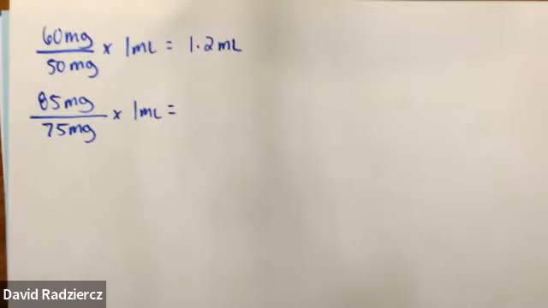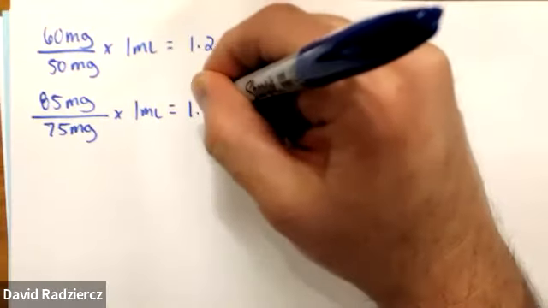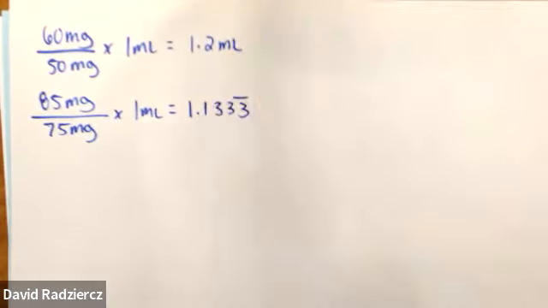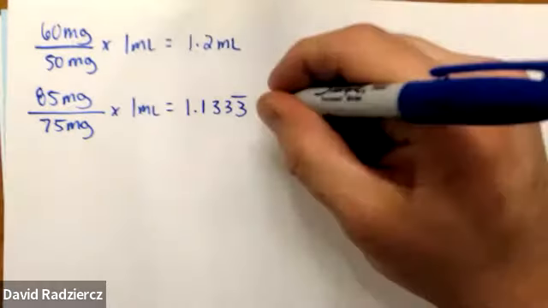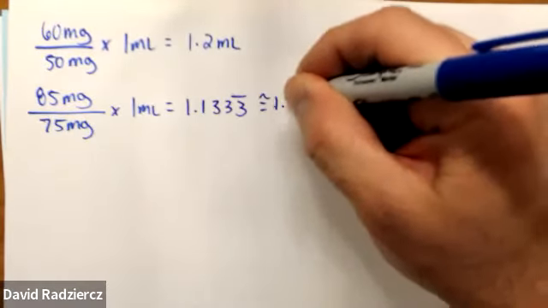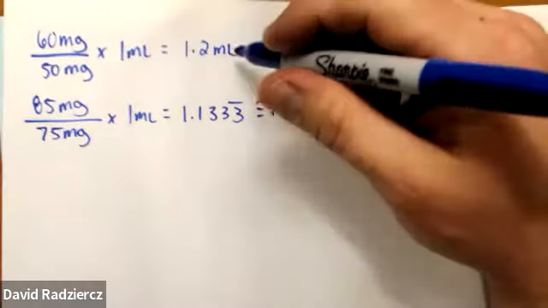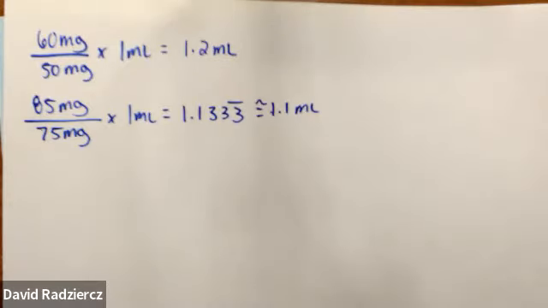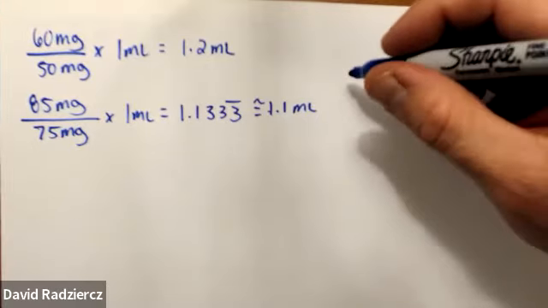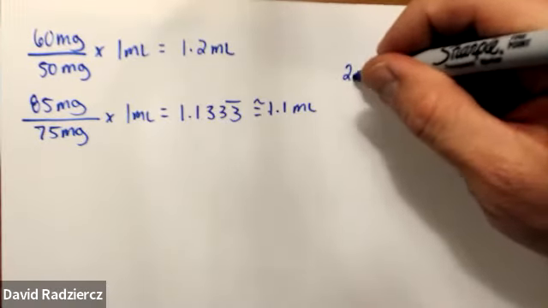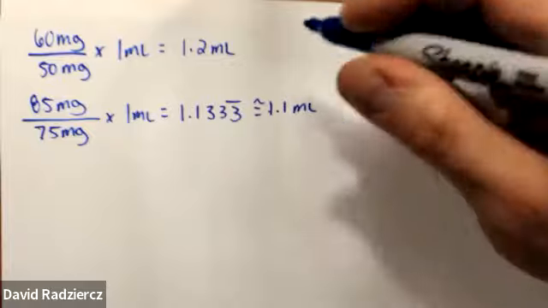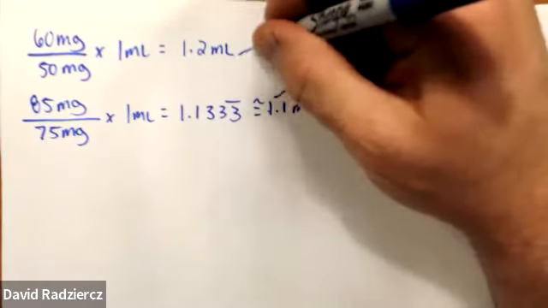And then 85 divided by 75. And that'll give me 1.1333 repeating. And I'm just going to go ahead and round that to the nearest tenth of 1.1 milliliters. And I'm going to add these two together, 1.2 plus 1.1. And I'm going to get 2.3 milliliters as my answer. I'm just combining these two.